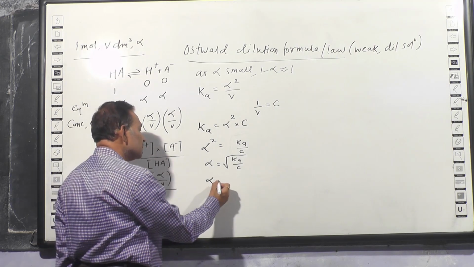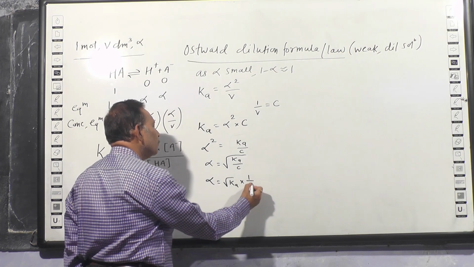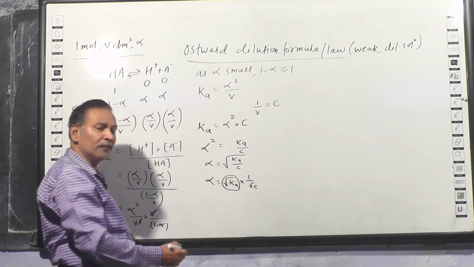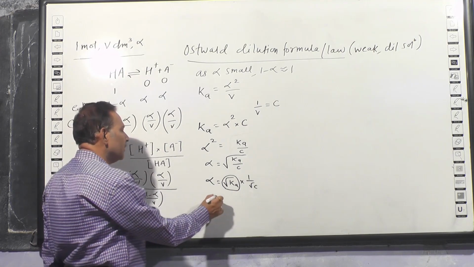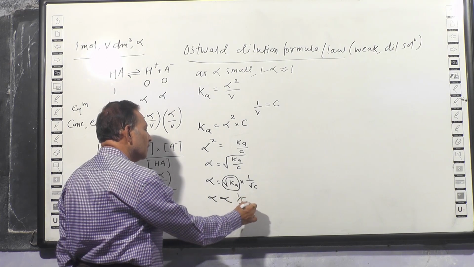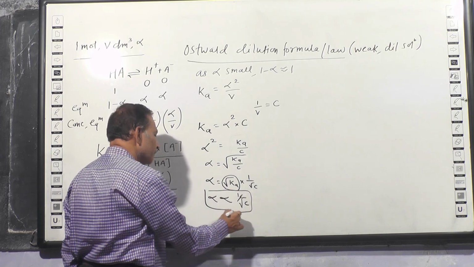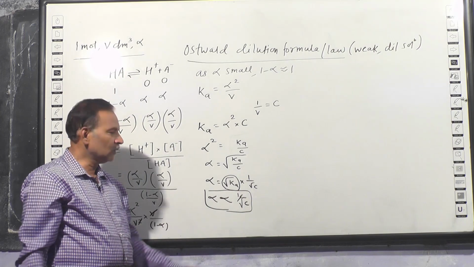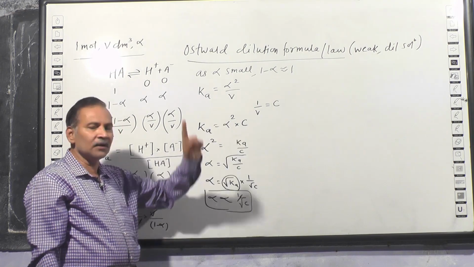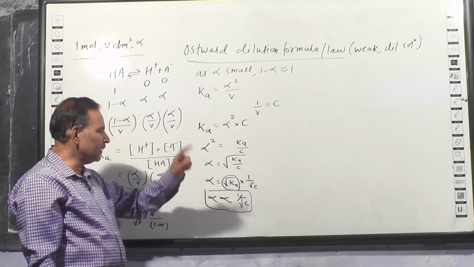Now Ka is constant, so root Ka can be taken separately into 1 upon root C. This being a constant, if this constant is removed from the equation, we'll get proportionality, and so alpha is directly proportional to 1 upon root of concentration C. So this is one of the forms, or the mathematical equation, for the relation between concentration and the degree of dissociation for a weak electrolyte. How can we state it? By using this mathematical form.